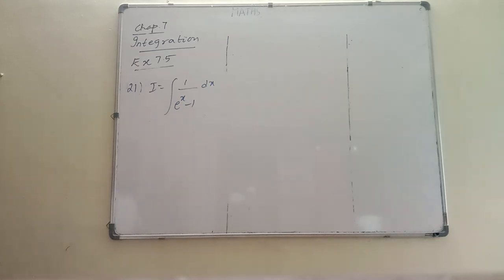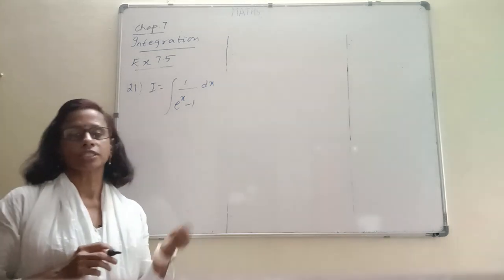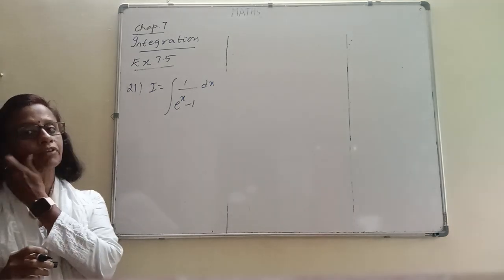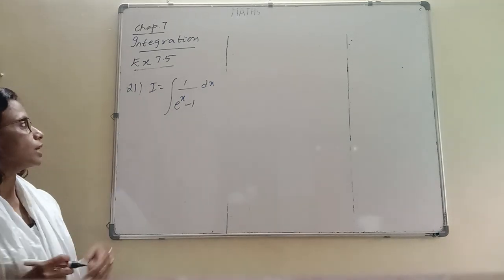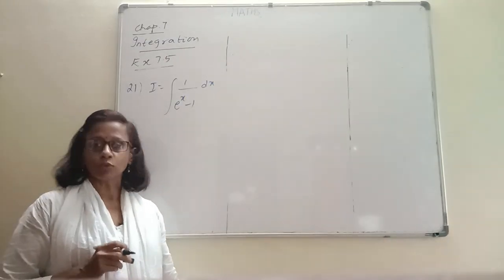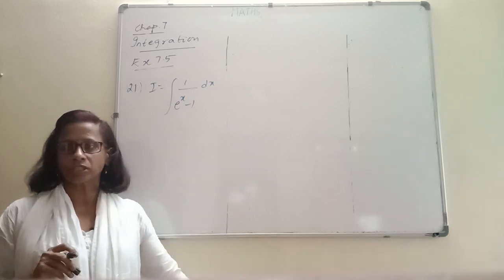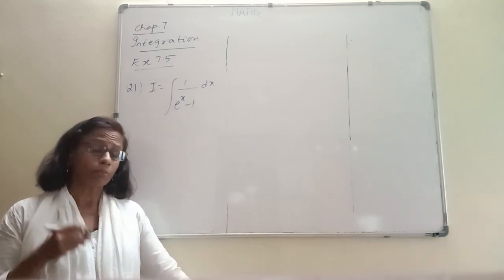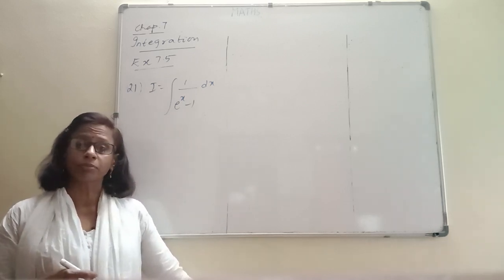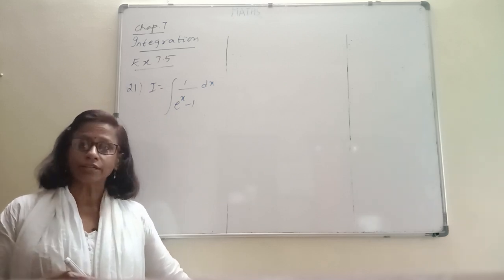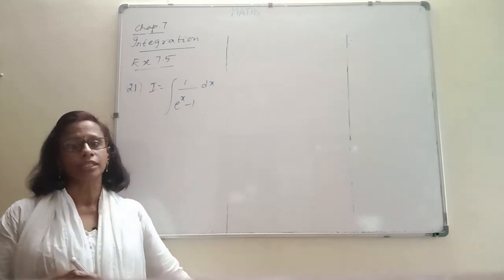Hello folks, we are once again back with the next video of exercise 7.5, problem number 21. Again here we can see that I is the integral of 1 over e raised to x minus 1 dx. Now because it is in this exercise, we know that somehow we are going to do the partial fraction and get it done. But when it comes in the exam, you have to be really watchful as to what kind of substitution you should be doing in order to get the integral.